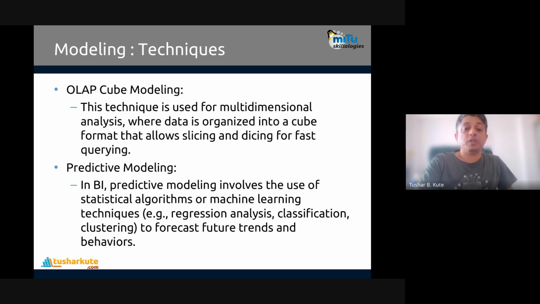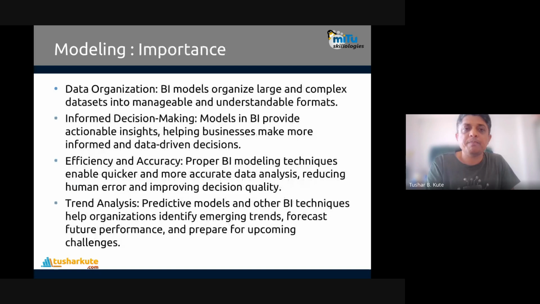Next is predictive modeling. Predictive analytics, the same things are here. Predictive modeling involves the use of statistical algorithms or machine learning techniques such as regression analysis, classification algorithms, and clustering algorithms to forecast future trends and behavior. This happened in the past; now what will happen in the future? That we are going to find under predictive modeling. Correct, same concept.